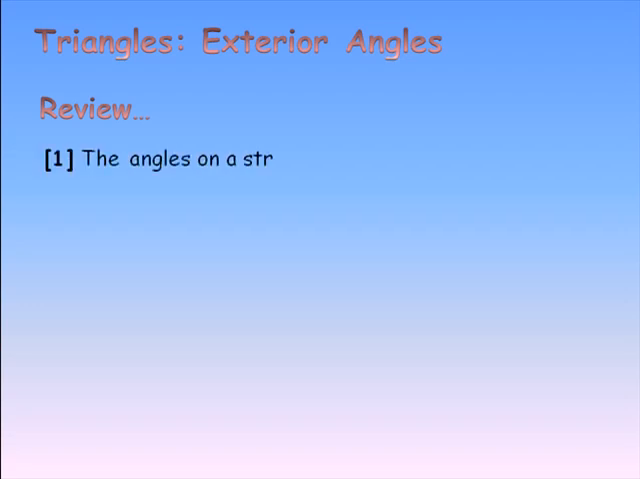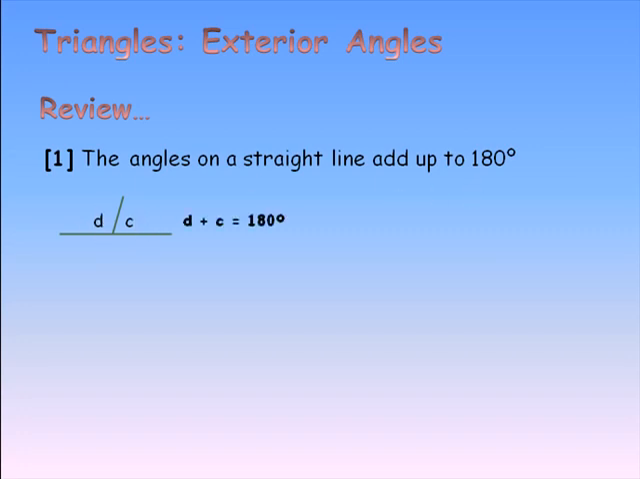The first rule is that we have a straight line and we've divided it into two. The sum of those angles equals 180 degrees. So here I have a line divided into two, and so D plus C equals 180 degrees.